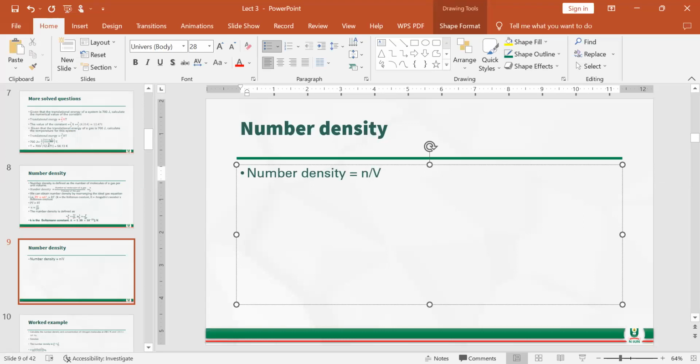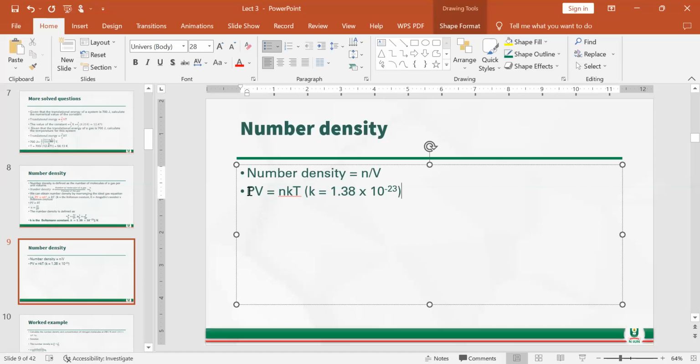Yes, sir. Then come to the gas law, PV is equal to NkT. k is the Boltzmann constant, given as 1.38 times 10 raised to the power of minus 23. That's the value of the Boltzmann constant. You understand that? Yes, sir.